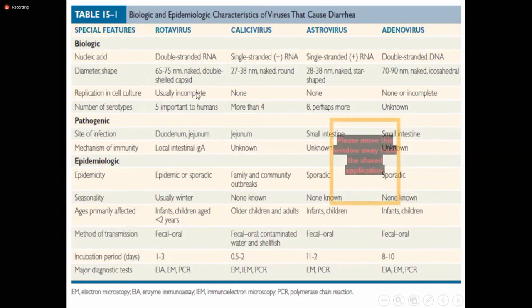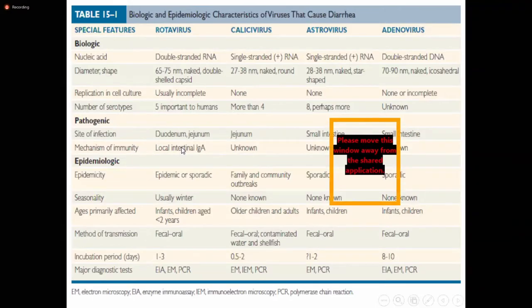Replication in tissue culture, rotaviruses usually incomplete. Other, not an important point. The number of serotypes also not important. Now, the pathogenesis, where the infection can be seen: rotavirus, duodenum and jejunum, mainly duodenum. Calicivirus, jejunum. Astro small intestine, adeno small intestine. So rotavirus in the beginning of the intestine.